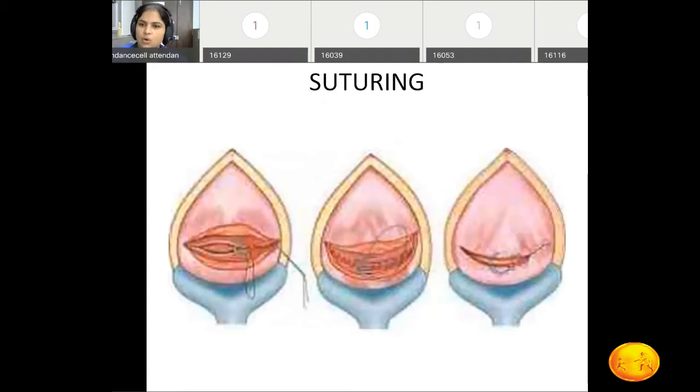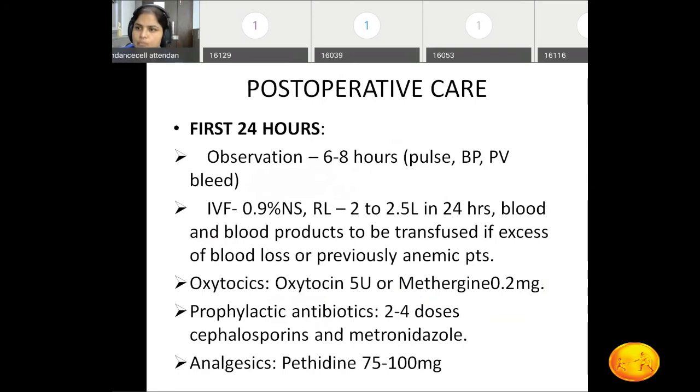Now, after the section, this is the uterine closure. It's not a very clear picture, but once you close the uterus, then you close the abdominal layers. That is, you close the peritoneum. Whatever you have opened, you close it. My professor used to close the UV fold also, but we don't close the uterovesical fold. We close the peritoneum with catgut 0.